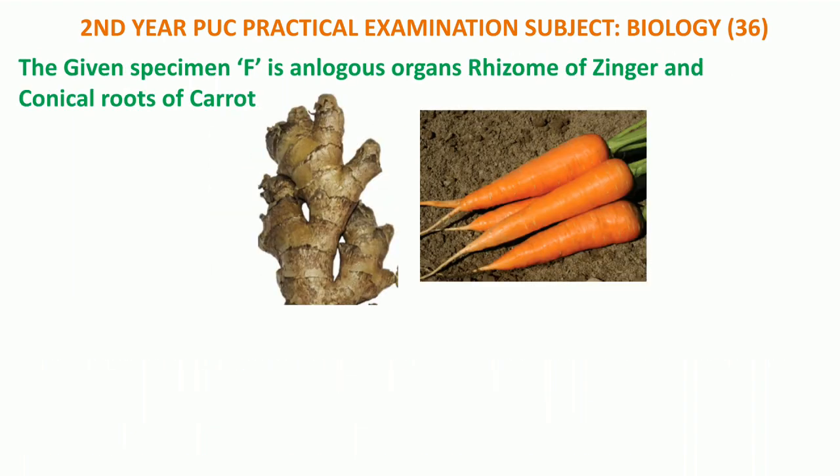If you get a rhizome of ginger and carrot like this, you have to write the identification like this: the given specimen F is analogous organs of rhizome of ginger and conical roots of carrot.